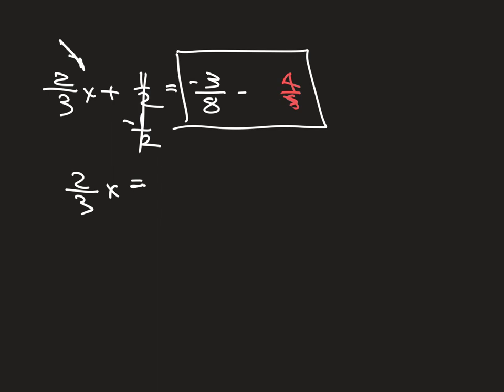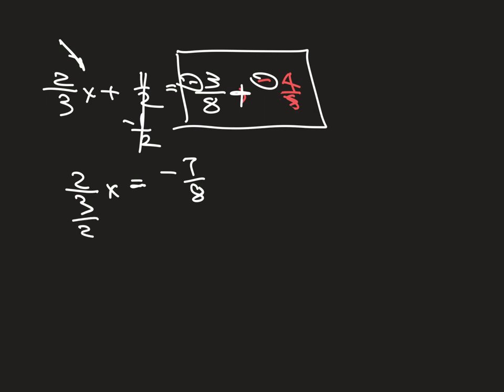So now we can subtract or add the opposite. And if you remember way back in chapter 1, when you're adding two negatives, you just add the numerators only, and you put the sign on there. So there we go. Now what we're going to do is we're going to divide by 2/3.